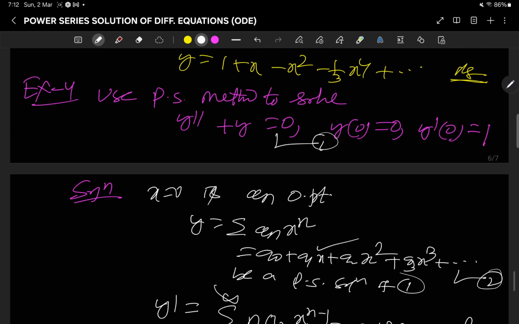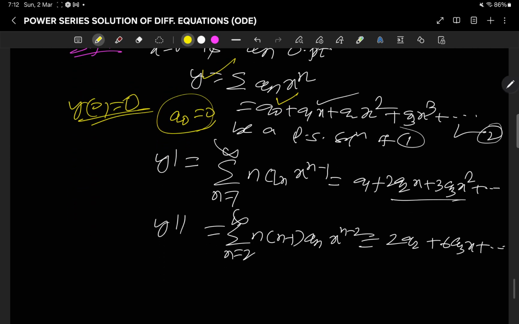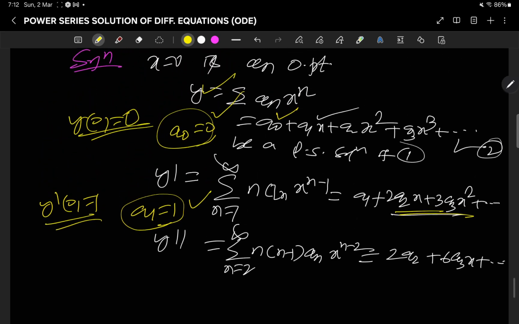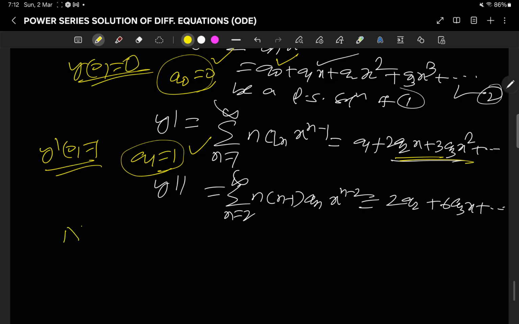At this juncture I should substitute the initial condition y(0) is equal to 0. If we substitute it here, I am getting a0 is equal to 0, and if I substitute y dash (0) is equal to 1, I am getting a1 is equal to 1. Okay, a1 is equal to 1. So the initial condition I substitute here, it will be easy. Okay, then I go on continuing and I substitute these things in equation 1. Now equation 1 follows.